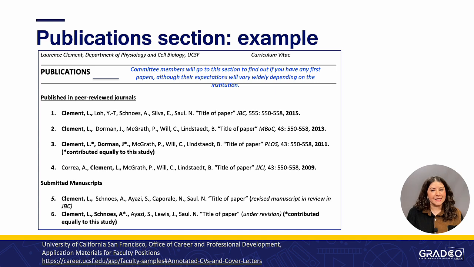Another important detail is how co-first authorship is clearly indicated. Look at entry number 3. You can see the asterisks and the note "contributed equally to this study." This is crucial information that is clearly communicated. Finally, notice how submitted manuscripts are listed in a separate section below the published papers. This organization clearly distinguishes between published work and papers still in the review process. This example effectively demonstrates all the key principles we discussed about organizing your publication section: clear, consistent, and professional.